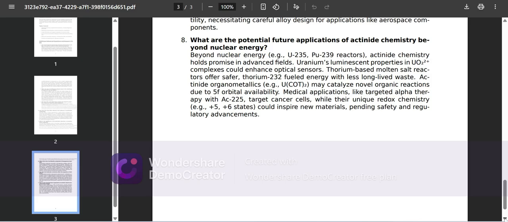What are the potential future applications of actinide chemistry beyond nuclear energy? Example: uranium 235 and Pu 239 in reactors. Actinide chemistry holds promise in advanced fields.